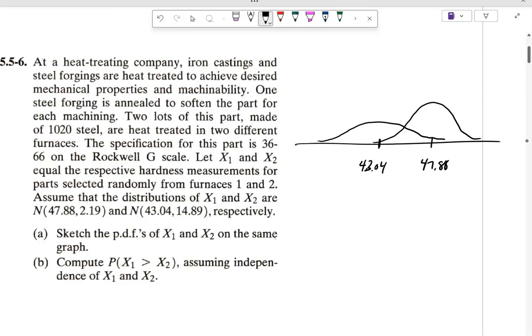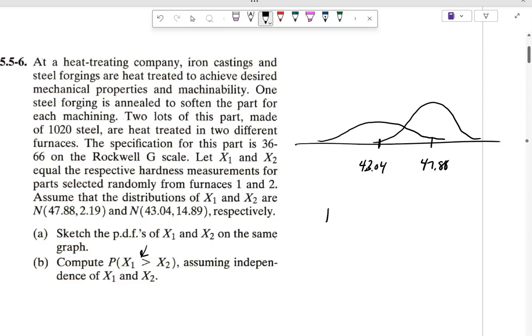Relatively speaking. And we would assume it's going to be bigger than a half because my mean of my first one is bigger than the second. That's not really the point of this problem. Okay. The point of the problem is this next part. We want the probability that the hardness level from the first furnace is greater than the hardness level from the second. That's what it's asking about, right?